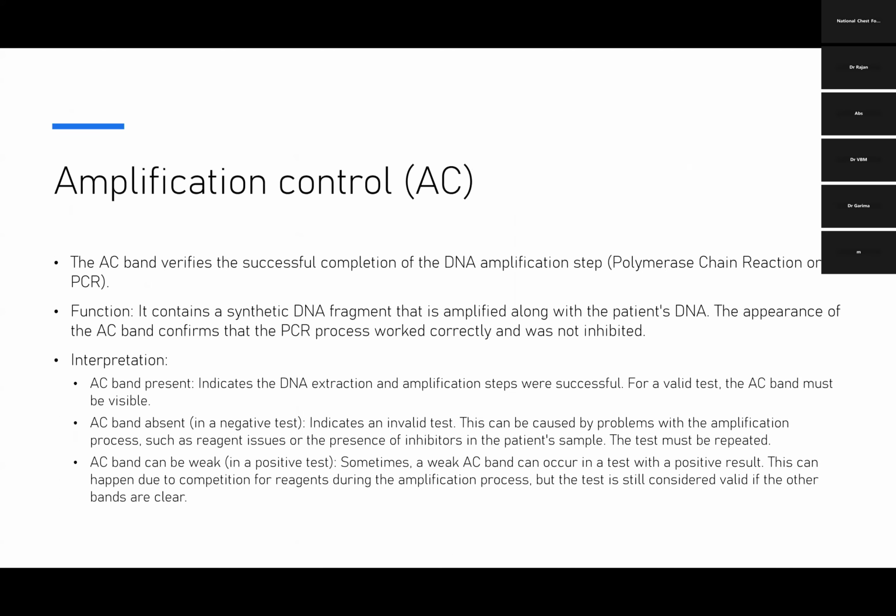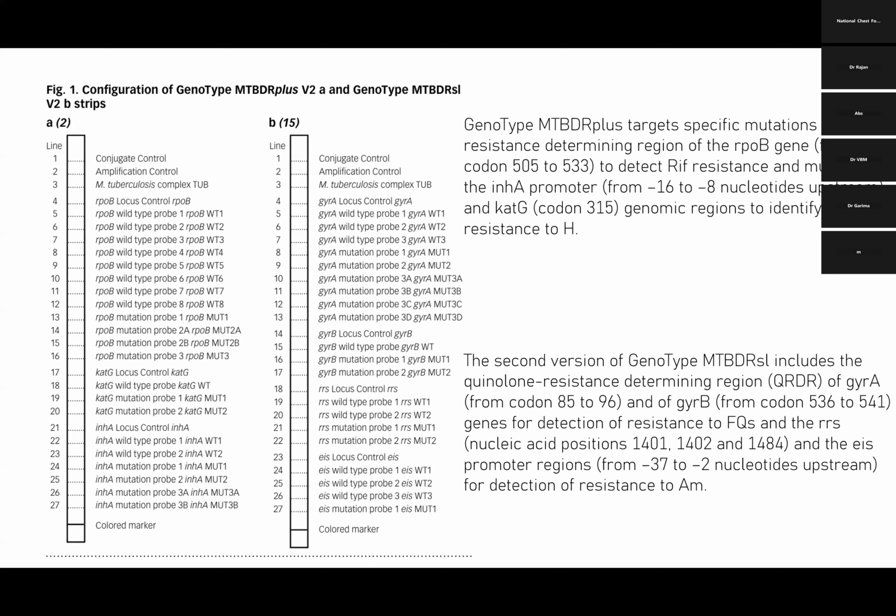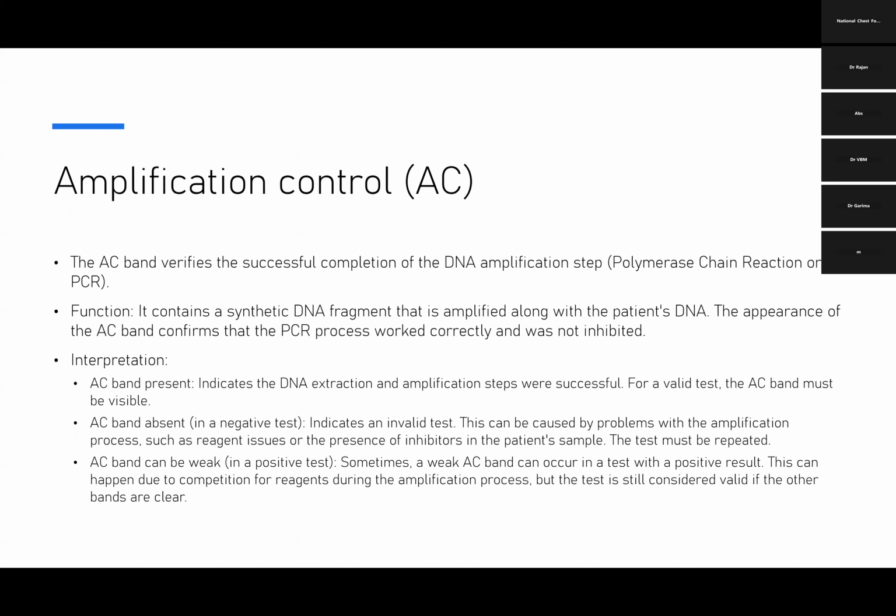Now, if you look, the second line here is called the amplification control. So what is amplification control? The AC band verifies the successful completion of the DNA amplification step. Basically, the AC, amplification control, says that the polymerase chain reaction, or PCR, has been completed successfully. It contains a synthetic DNA fragment that is amplified along with the patient's DNA. The appearance of the AC band confirms that the PCR process worked correctly and was not inhibited. So if the AC band is present, it indicates that the DNA extraction and amplification step was successful.